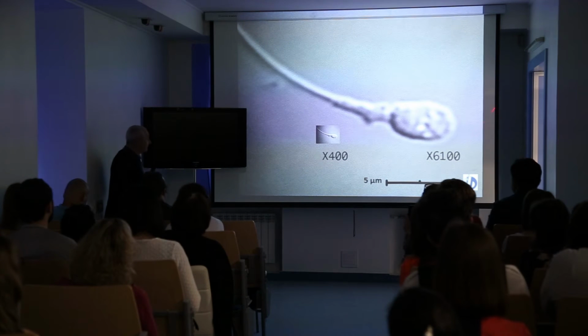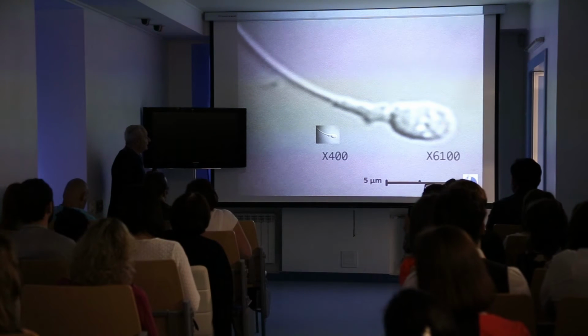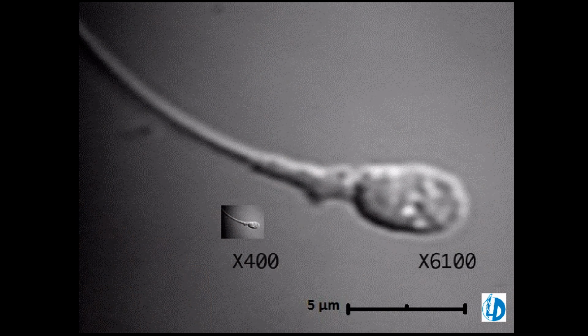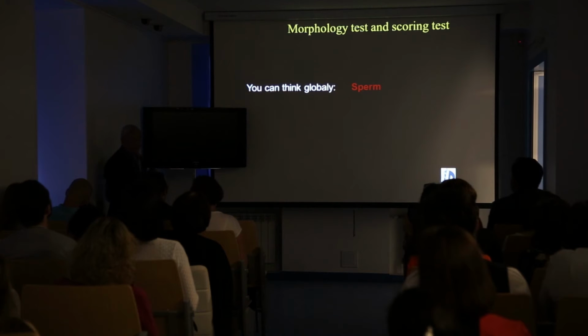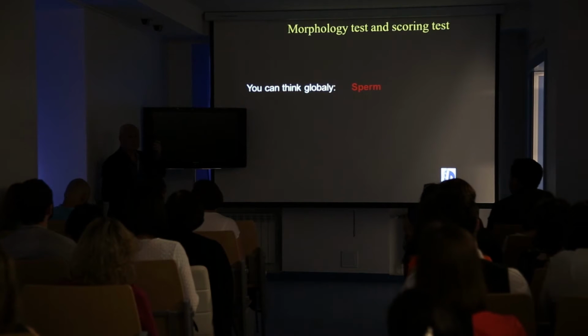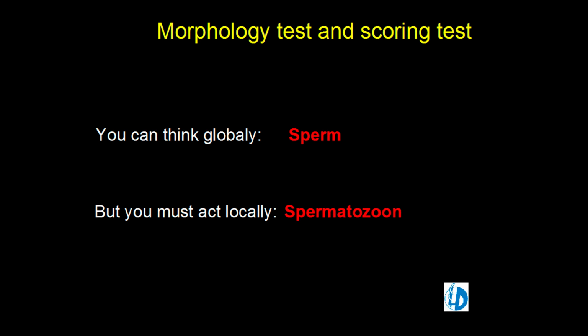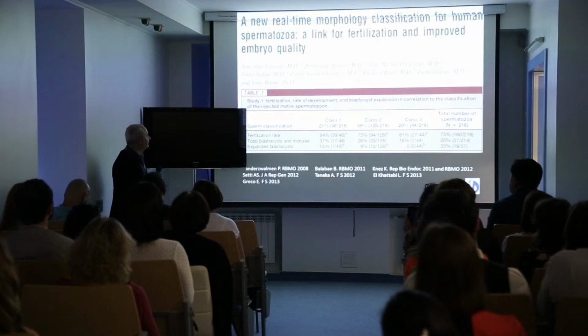You see, this is the same sperm at high magnification and low magnification. This is absolutely bad with the base and the vacuole. Now, you know that there is linear fermentation and condensation of the chromatid, but when you are choosing the sperm, you must think globally for the spermatozoon, not only the sperm head.